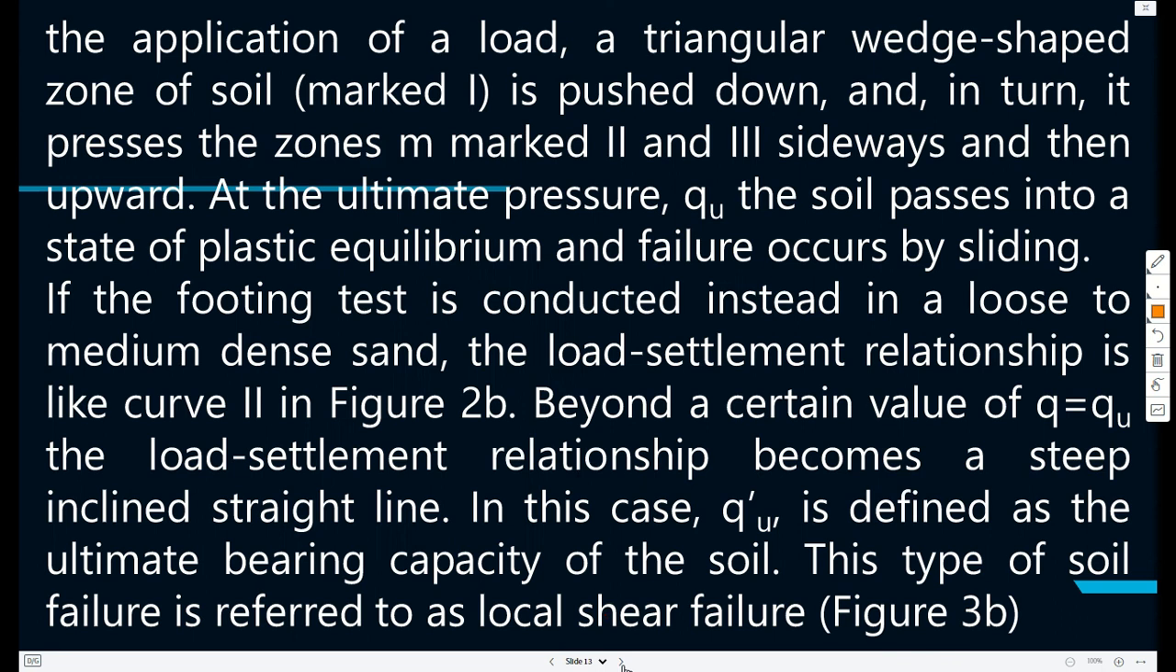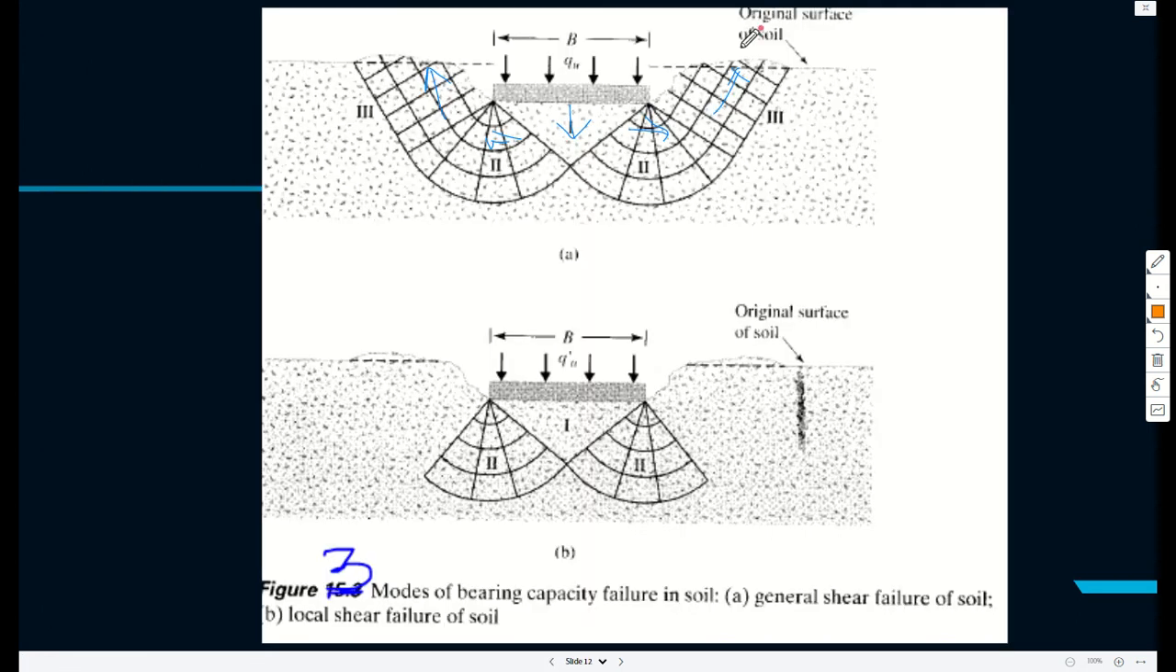And then upward. Of course, after it pushes sideways, they will go up and cause what we call heaving. Heaving.